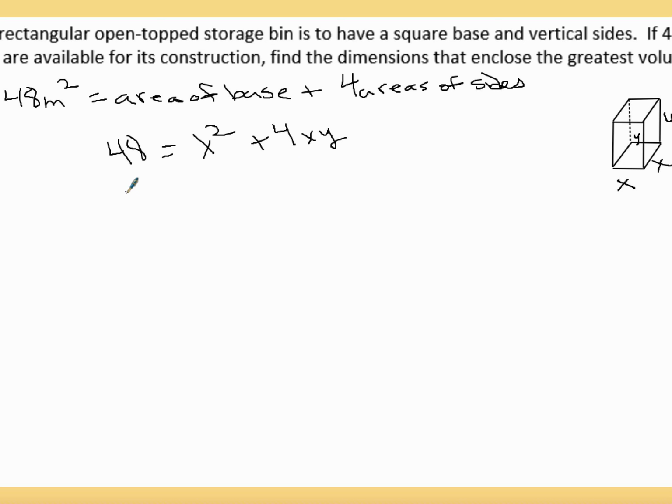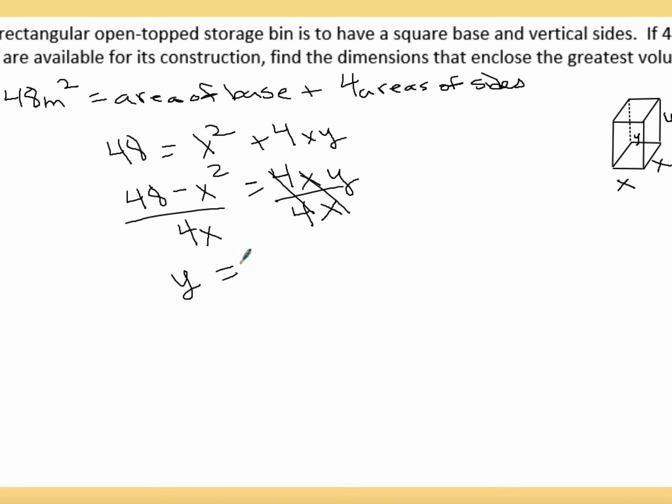So let's get the y alone. I'm going to have 48 equals x squared plus 4xy, so let's subtract the x squared to the other side. 48 minus x squared is equal to 4xy. And I'll divide both sides by 4x. You might be wondering, why would I do that? It's a lot easier to work with these things when you have solved for one variable already. So I've got y equal to (48 minus x squared) divided by 4x.